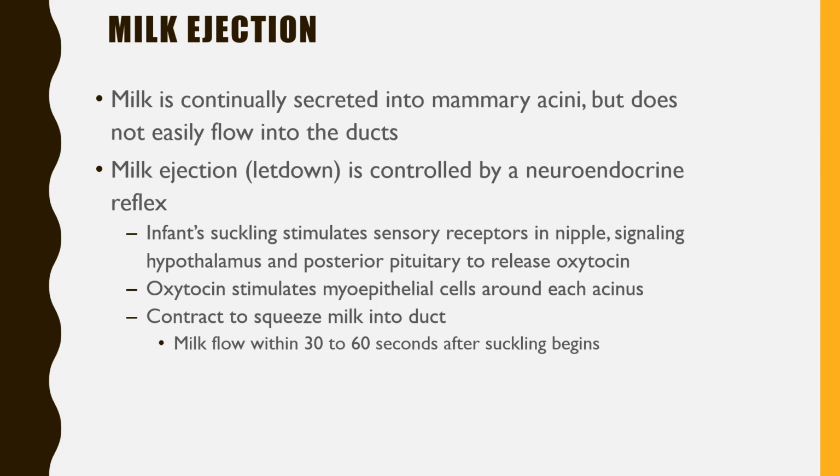The milk ejection, to move the milk into the ducts and out of the nipple, requires what we call a neuroendocrine reflex, and that's due to the infant's suckling. Infant suckling stimulates the sensory receptors in the nipple, and this signals the hypothalamus and the posterior pituitary to release oxytocin. Oxytocin's role here is to stimulate the myoepithelial cells, the smooth muscle cells that surround each of the acini, and it contracts those acini to squeeze the milk out of them and into the ducts so that it can be ejected. Milk then starts to flow typically within 30 to 60 seconds after the suckling has begun.